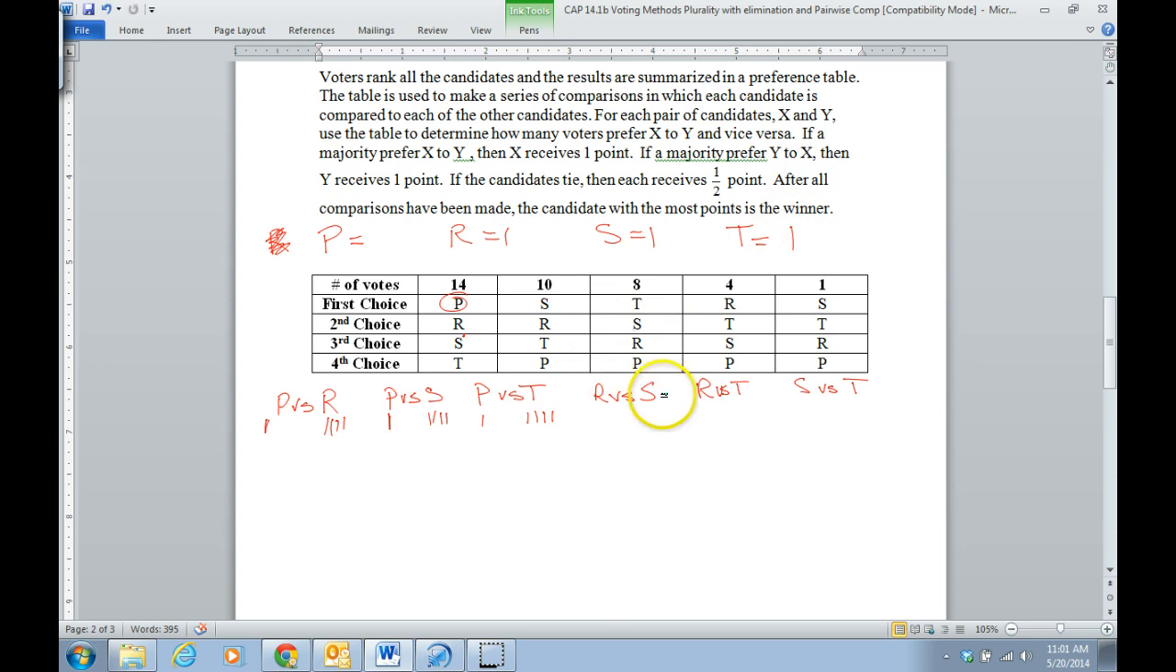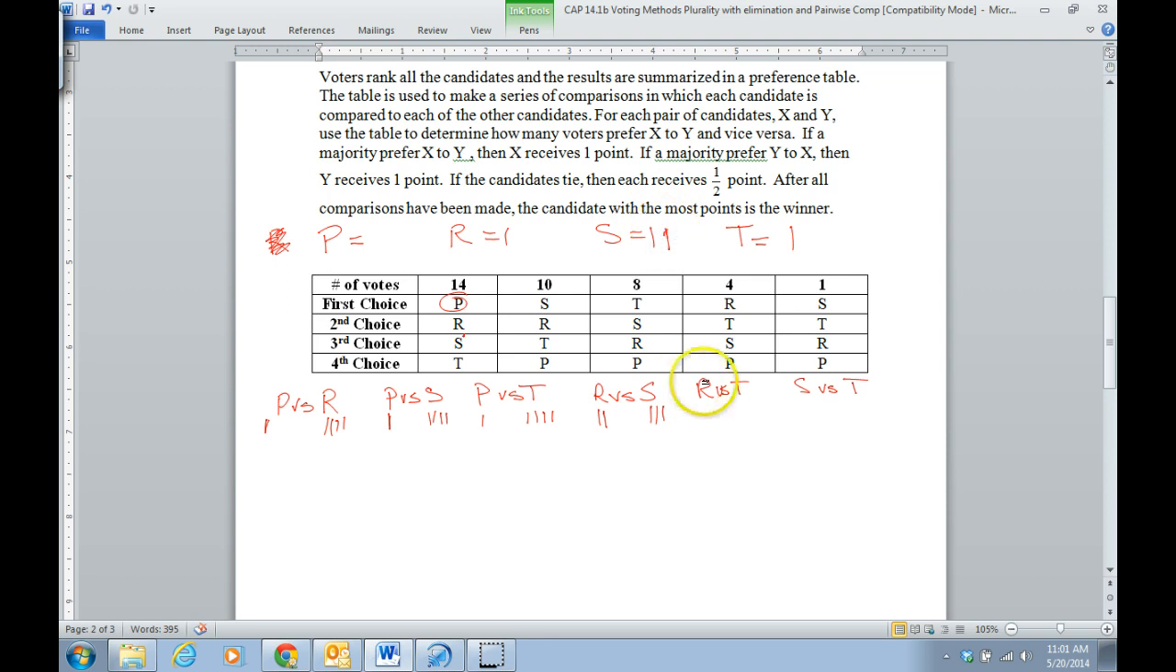Okay, now let's look at R versus S. On the first column, who wins? R wins. How about second column? S wins, right? How about third column? S. Fourth column? R. We're tied. This is our tiebreaker. S wins on the last column. So who wins overall in that one? S. So we'll give him another tally up here.